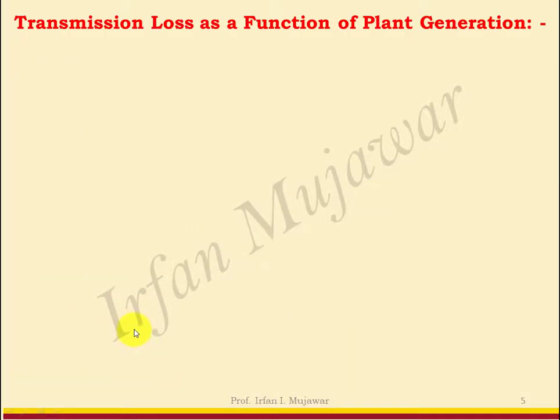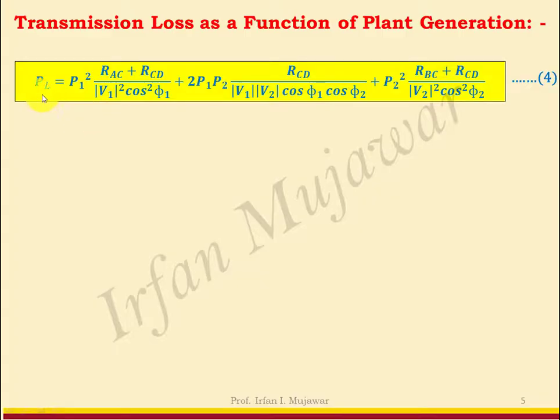Now we will rewrite this equation as follows. PL is equal to P1 square into RAC plus RCD divided by V1 square cos square phi 1, plus 2 P1 P2 RCD by V1 V2 cos phi 1 cos phi 2, plus P2 square into RBC plus RCD divided by V2 square cos square phi 2. So we have just written it.